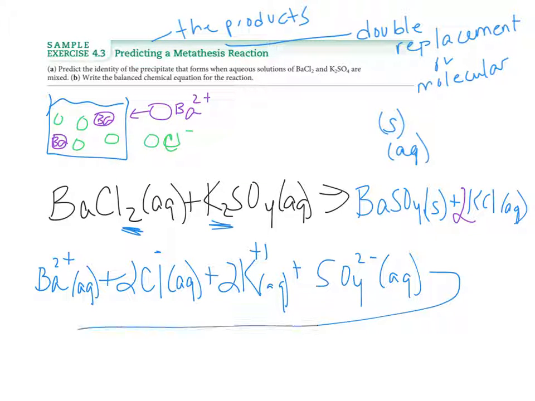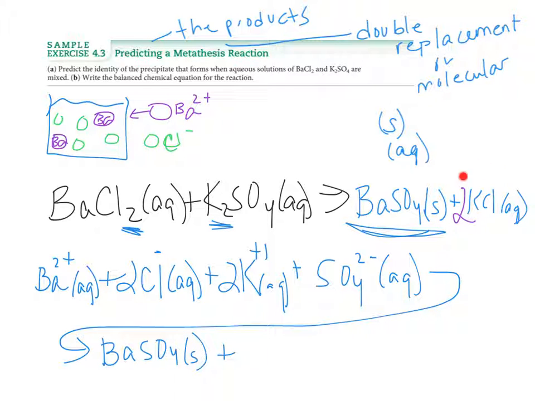Then you'd have the arrow. I ran out of room, so that's why I'm bringing it down here. And on the product side, this right here that I'm circling with the red light, this is not aqueous, this is a solid. So we would write this as barium sulfate together, it's one thing, with the S showing that it's a solid. But this that I'm circling in red now, this is dissolved, this is aqueous. And here we have two potassium chlorides. So that means we have two potassium ions dissolved, and they're aqueous, and we have two chloride ions.